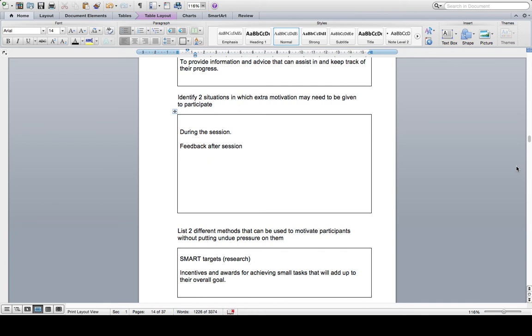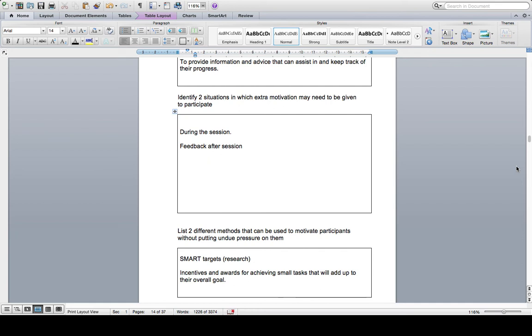Now you can do this during the session, and this can take the form of obviously verbal praise, maybe setting a certain target within the session to them, whether it be reaching a certain weight that they're lifting or a certain technique that they need to be able to do before the end of your swimming session. It could be anything like that. Okay, so during the session is one situation where you can give extra motivation.